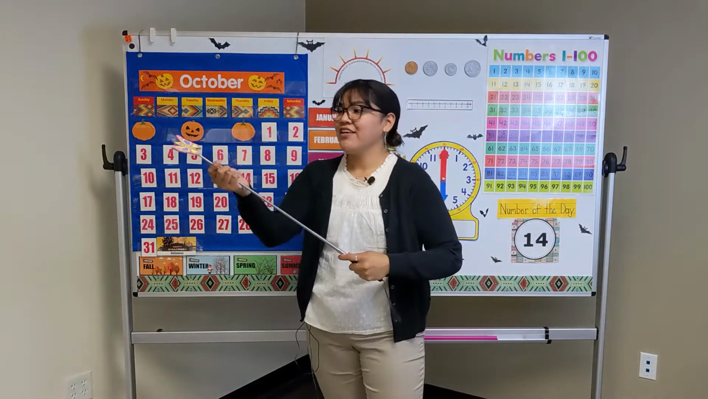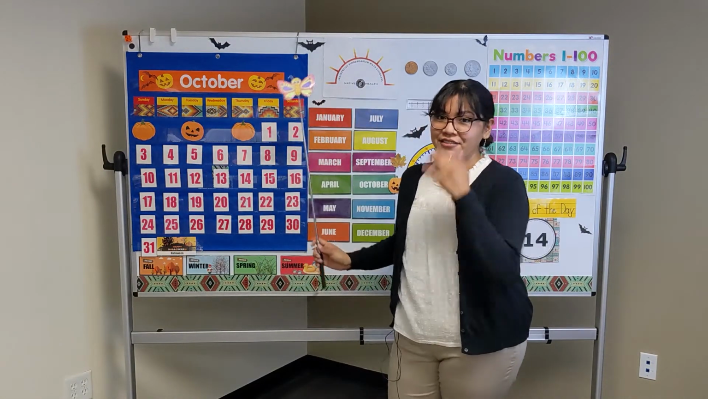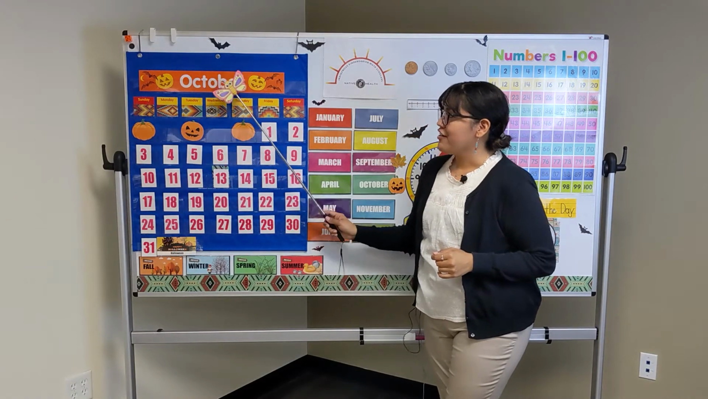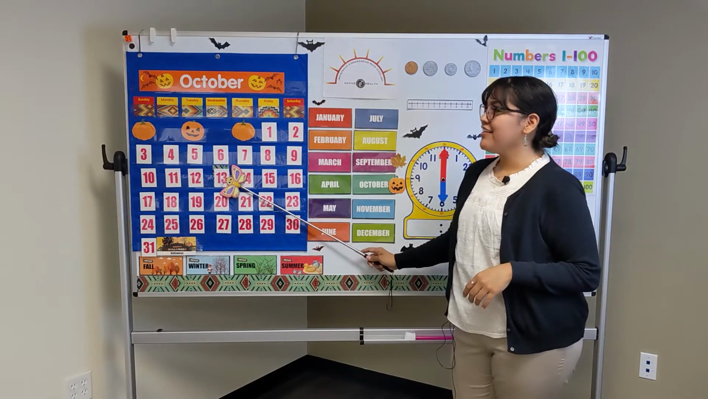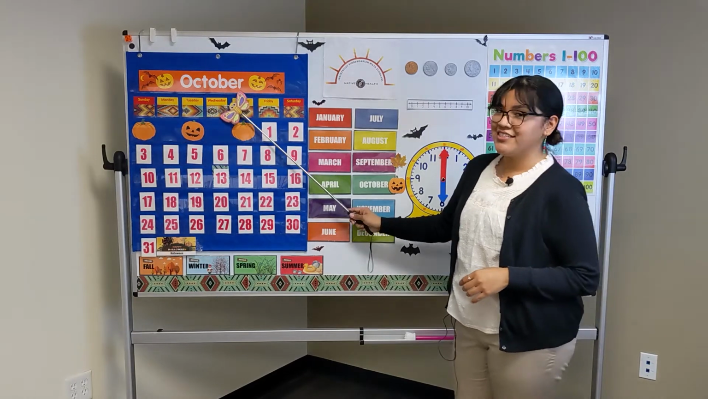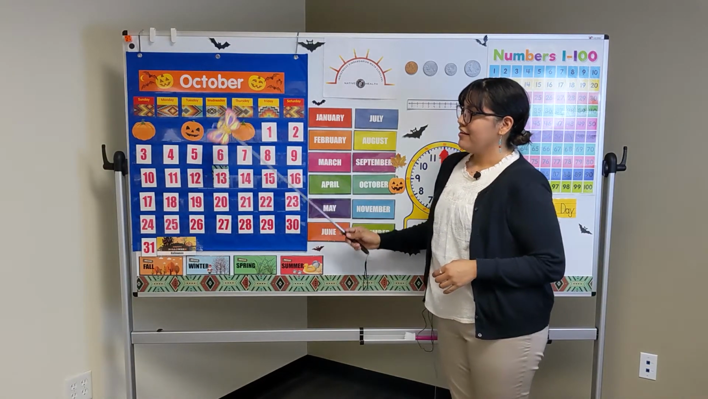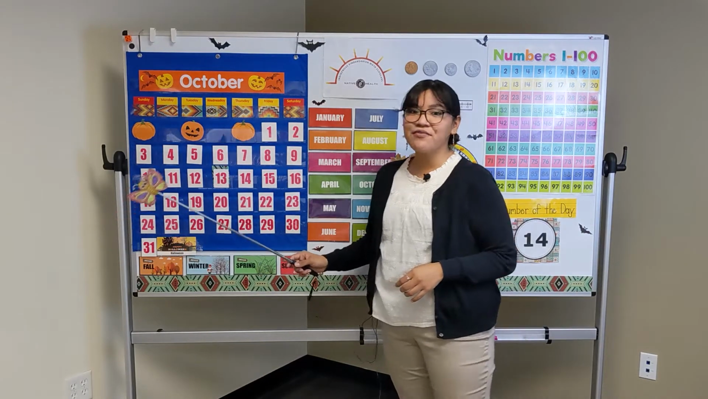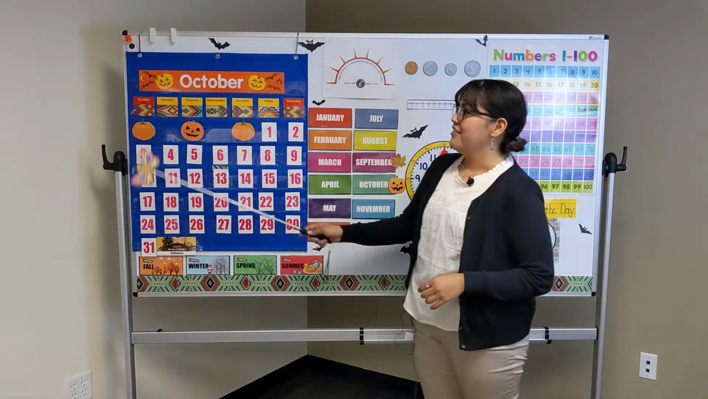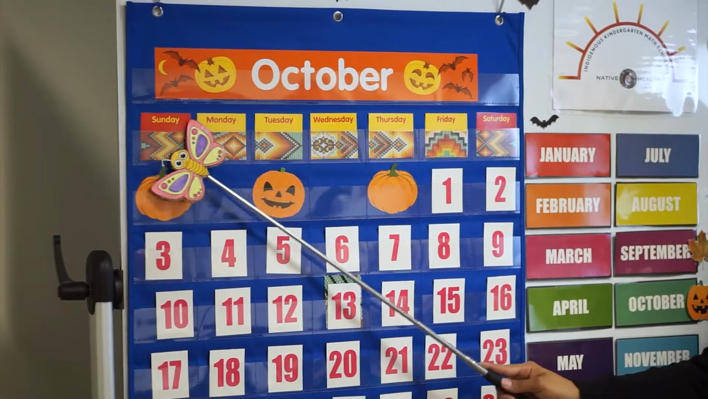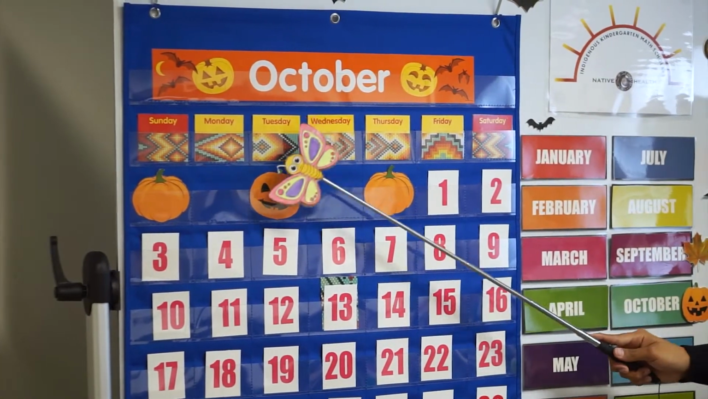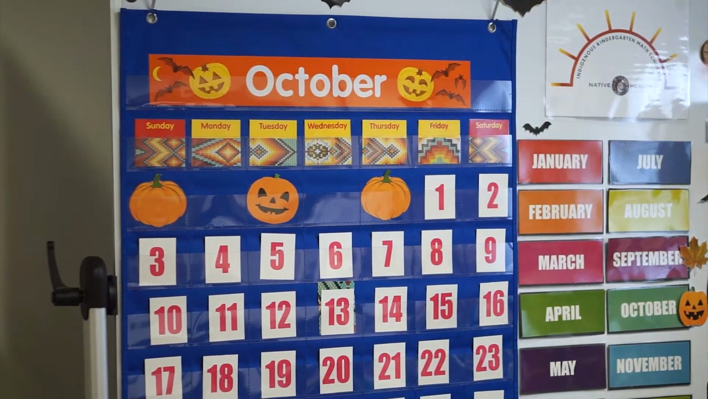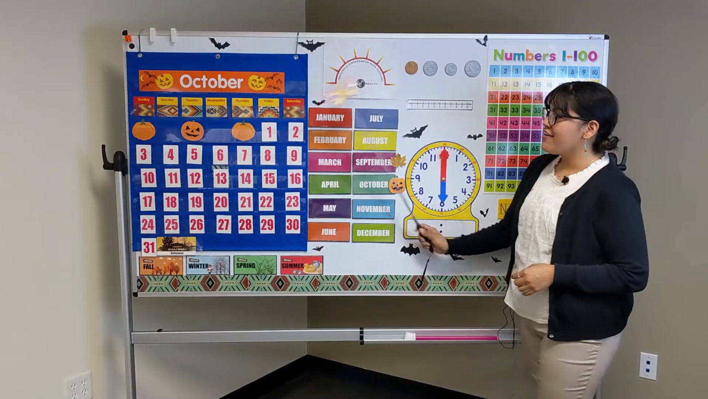Alright, so we're going to start with our calendar, and we're still in the month of October, and today is October 13th, and it is Wednesday. Okay, let's go through our days of the week. Let's say them together. Everyone ready? Let's start with Sunday. We have Sunday, Monday, Tuesday, Wednesday, Thursday, Friday, and Saturday.